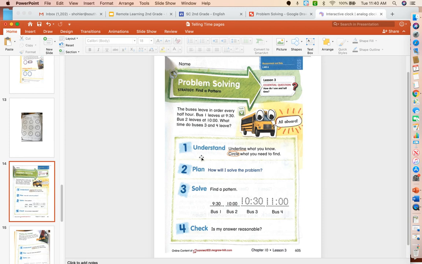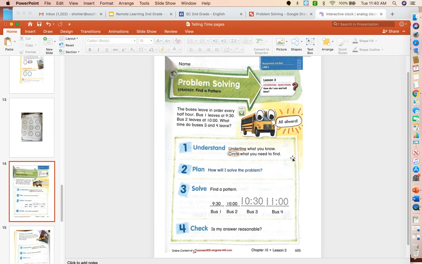The first part of this is to understand what we're doing, and we're going to underline what we know. Make sure you have your book and your pencil ready to go on page 605. What do we know in this problem? We know that the buses leave in order every half hour, so let's underline that. We also know that bus 1 leaves at 9:30 and bus 2 leaves at 10.